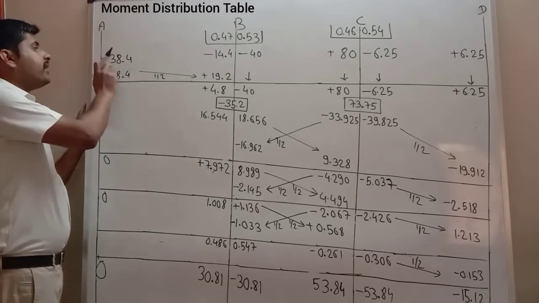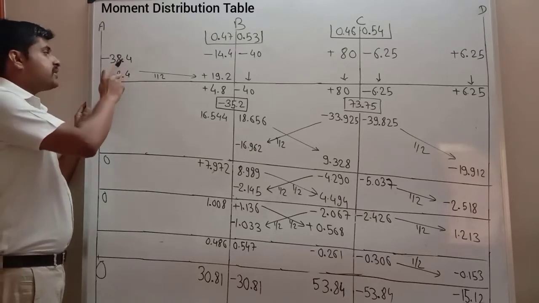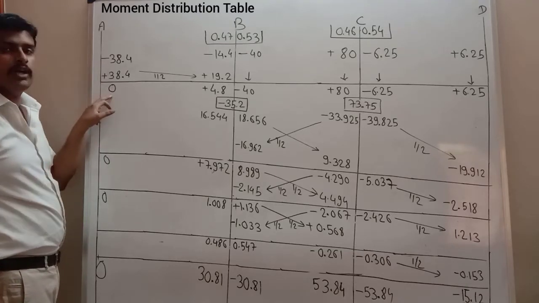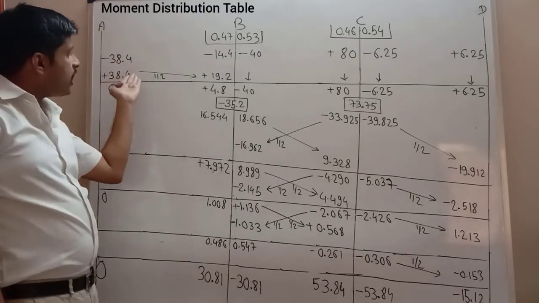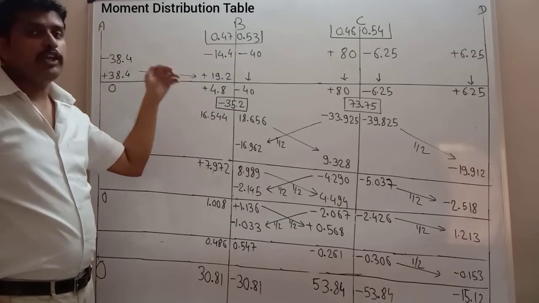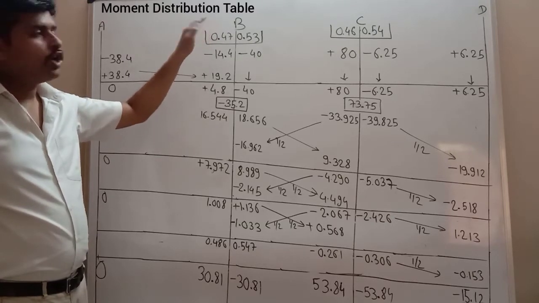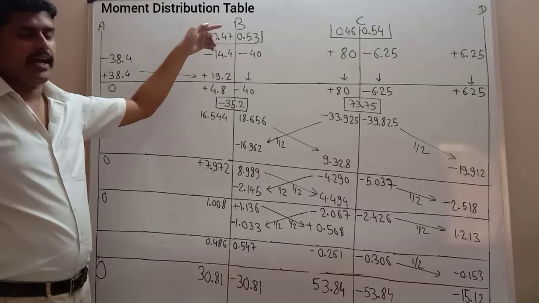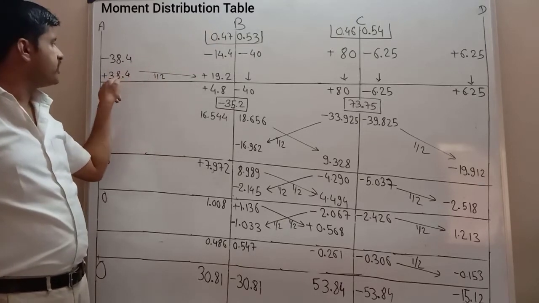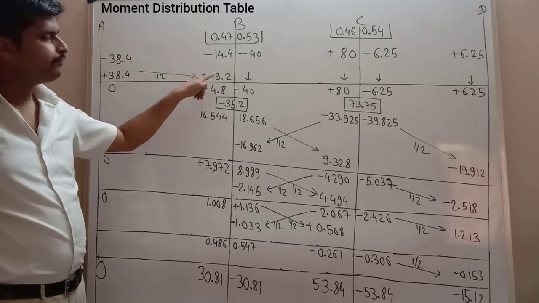So we have to make this value 0. How? We will write the same value with the opposite sign, that is plus 38.4. This will become 0. Now transfer half of the moment to joint B, which we know as the carryover moment. Support P is an intermediate support, so we are assuming it as a fixed support. We will transfer half of this moment to joint B, that is plus 19.2.